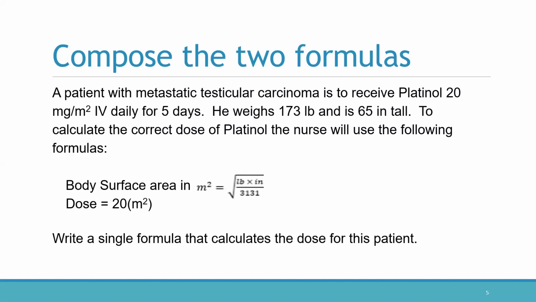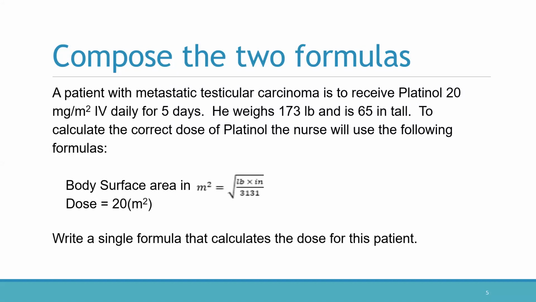The nurse will use the body surface area formula, which calculates the meter squared by taking the square root of pounds times inches divided by 3131. And then the nurse will use the dose formula, which is 20 times the meter squared.